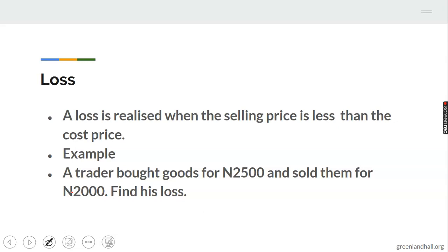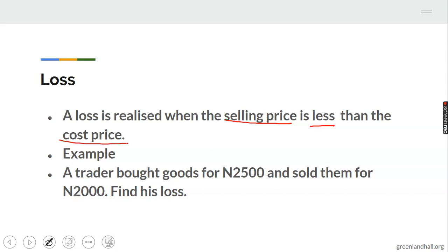What is loss? Loss is realized when the selling price is less. They sell it for a small amount, a lower amount than it was bought. The selling price is less than the cost price. When somebody buys something for 800 naira, the person now sells it for 700. The price has come down. Now let's look at this example.